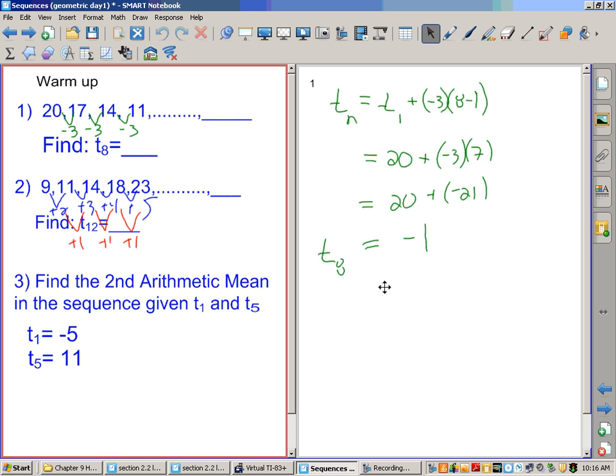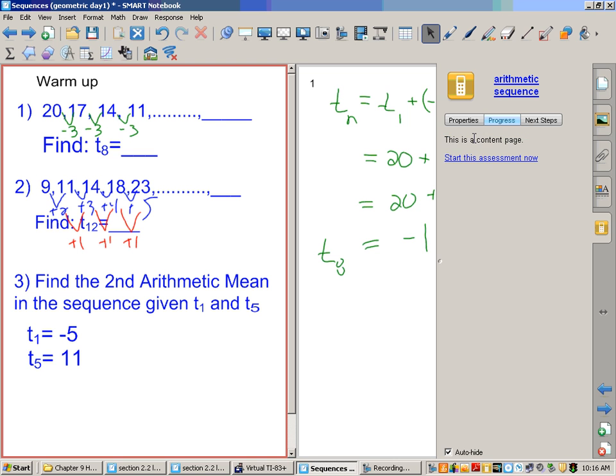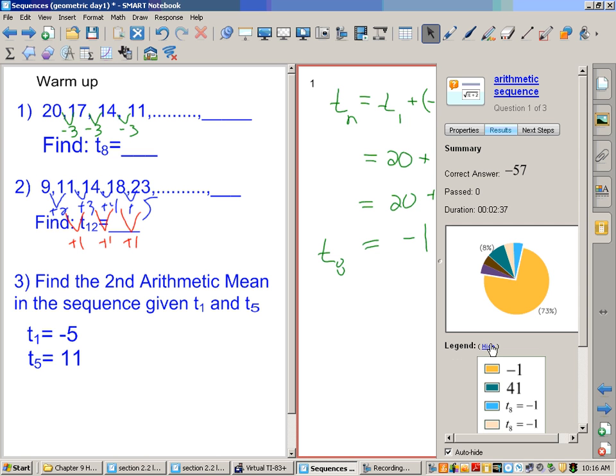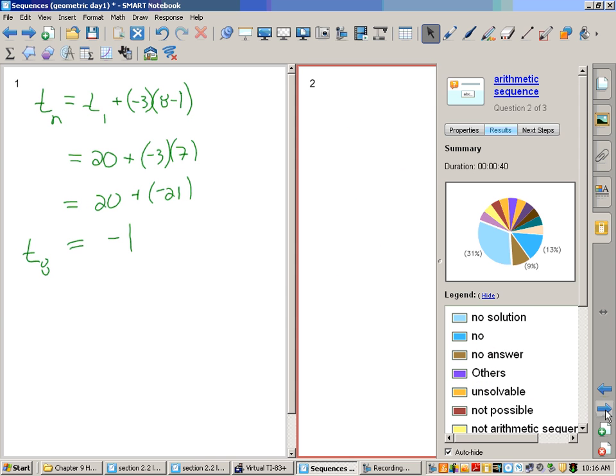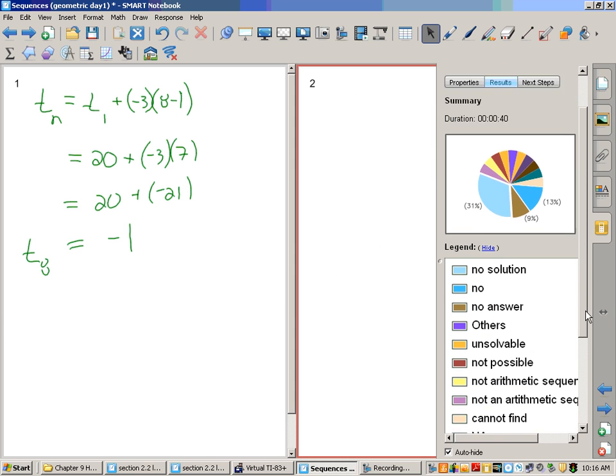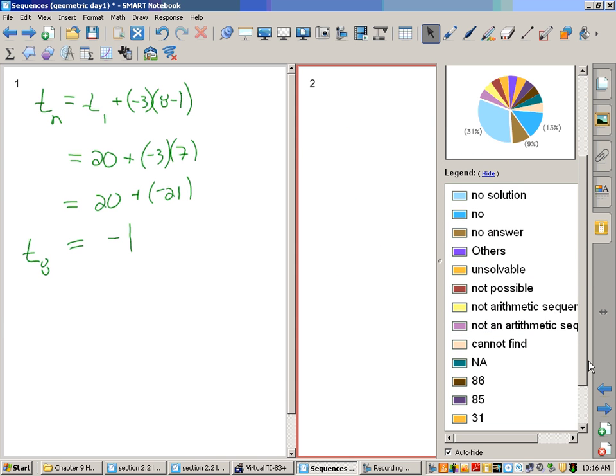Okay, we can kind of look here. Everybody, I'm hoping, is done with this, so we can see on this one right here that a lot of us got negative 1. Only 3 of us did not. On the second one, it looks like 3 of us decided to answer it, and I don't know what "others" means, but that one right there is the solution for those.